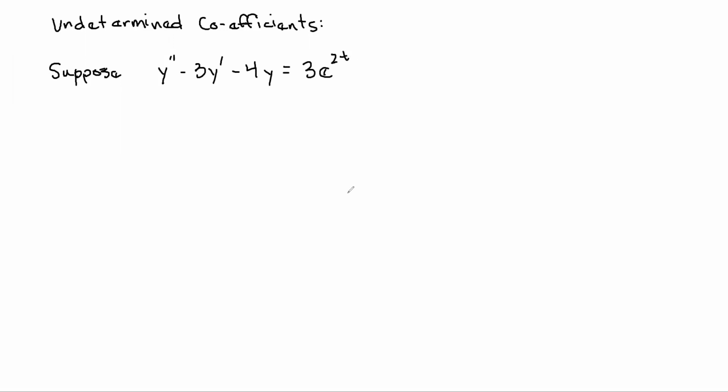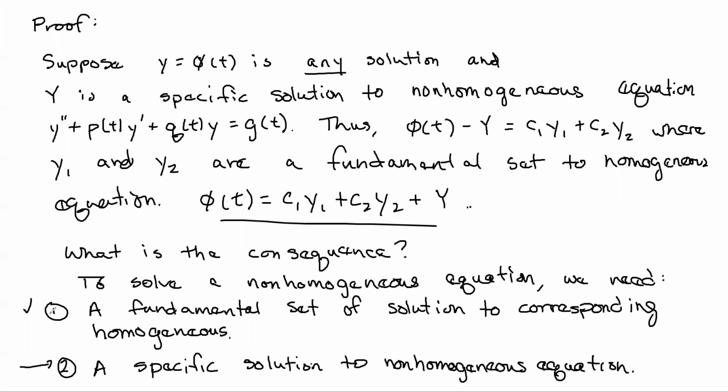Okay. And the idea is that we've got this non-homogeneous equation, and what we want to do is find a solution, just one. We're not trying to find all the solutions. We just want to find one solution. Why? Because of what we just said, because that's what we need to be able to find all the solutions to a non-homogeneous equation. We need one solution to the non-homogeneous combined with all of the solutions for the homogeneous.